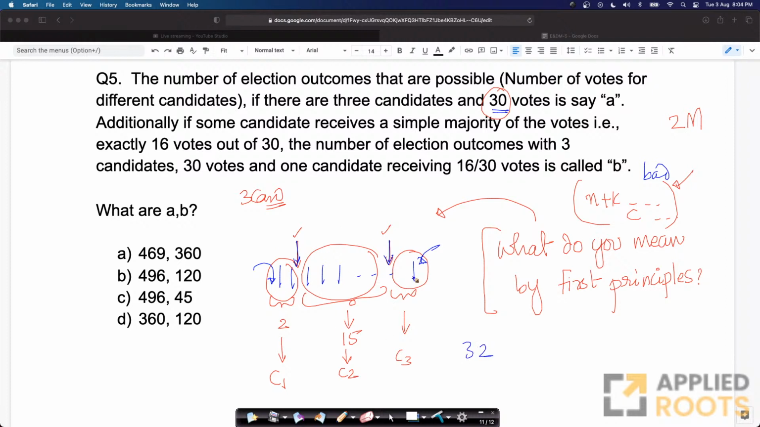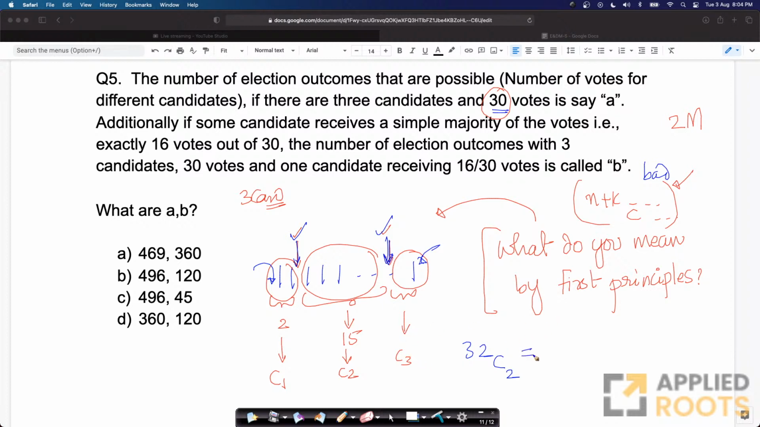In these 32 positions, I can choose any 2 positions to place these arrow mark separators. So I have 32 choose 2 ways in which I can break these 30 votes amongst the 3 candidates. Of course, there will be some configurations where candidates will get 0 votes also. That's perfectly all right, right?